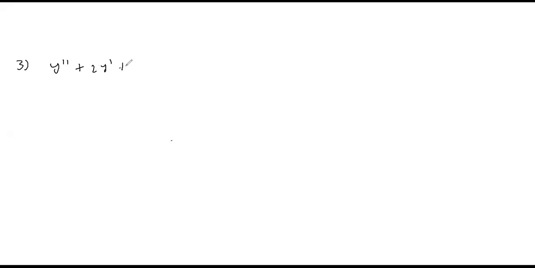Plus 5y equal to e power minus t sin t, with the condition that y of 0 equal to 1 and y dash of 0 equal to 1. Y of 0 equal to 0. Okay, y of 0 equal to 0, and y dash of 0 equal to 1.